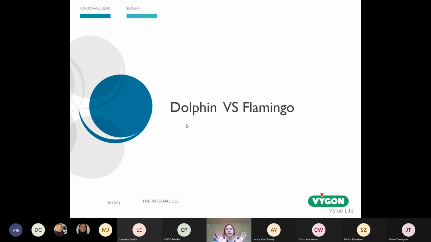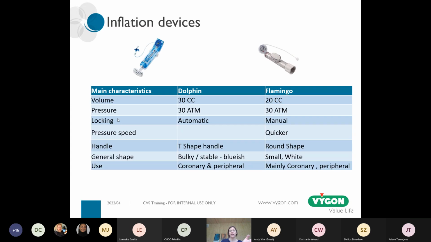To have everything in mind and to be very clear, I have one slide, Dolphin versus Flamingo. You have Dolphin and Flamingo with the same pressure, 30 atm, but the volume is different. It is 30 cc for Dolphin, and for Flamingo, it is 20 cc. The locking system is automatic for Dolphin and is manual for Flamingo. The handle is a T-shape for the Dolphin. This is a rim shape for the Flamingo.